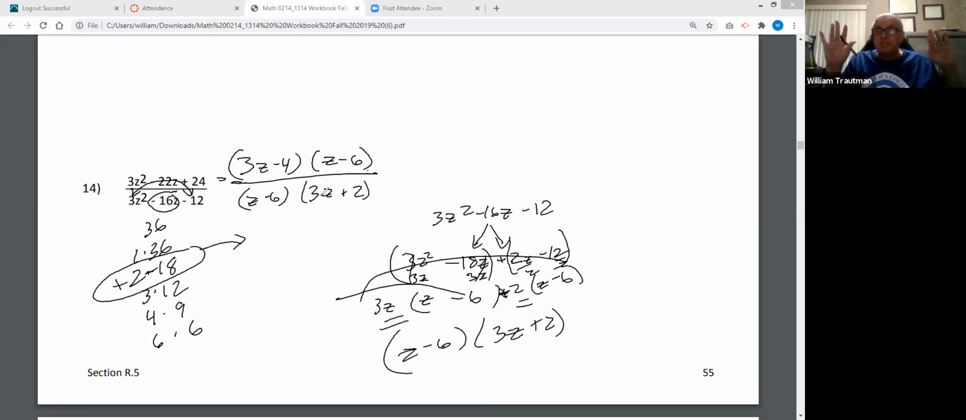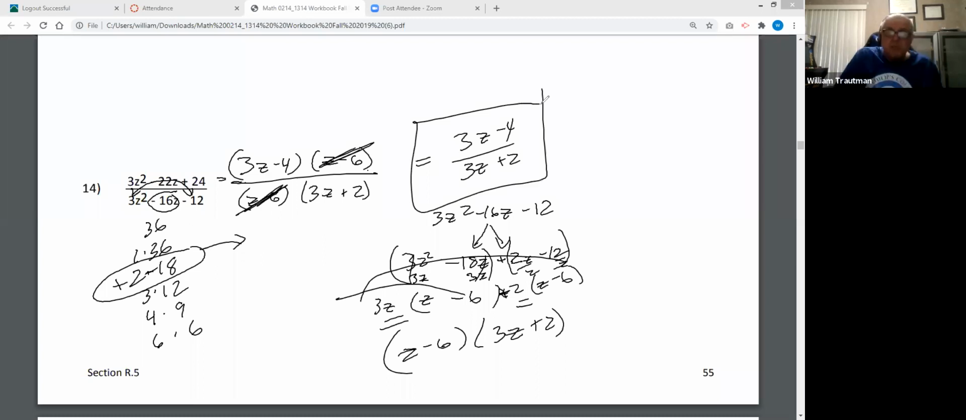That's factoring, step 1. You had to factor all of that. Then we cancel z minus 6, z minus 6. That's it. Nothing else cancels because they have to be exactly the same for the whole thing to cancel. That's my answer.